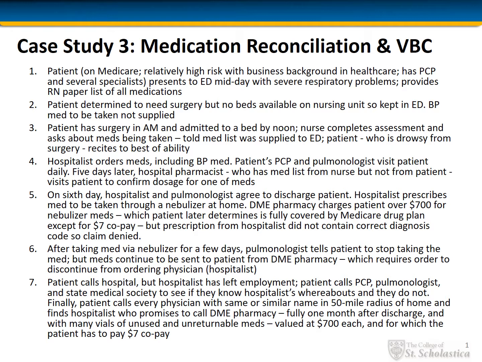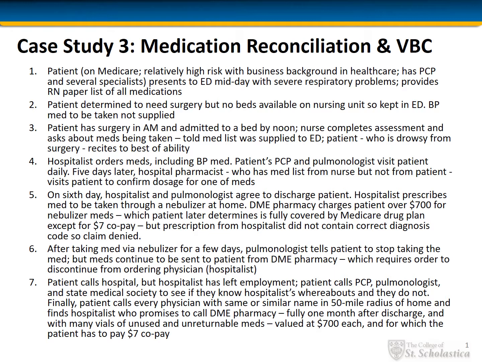The hospitalist prescribes medication to be taken through a nebulizer at home. The nebulizer and its medications must be supplied by a durable medical equipment supplier, and so the durable medical equipment pharmacy charges the patient over $700 for the nebulizer medication, which the patient later determines is fully covered by Medicare drug plan except for a $7 copay. But apparently the prescription from the hospitalist did not contain the correct diagnosis code, so the claim was denied.